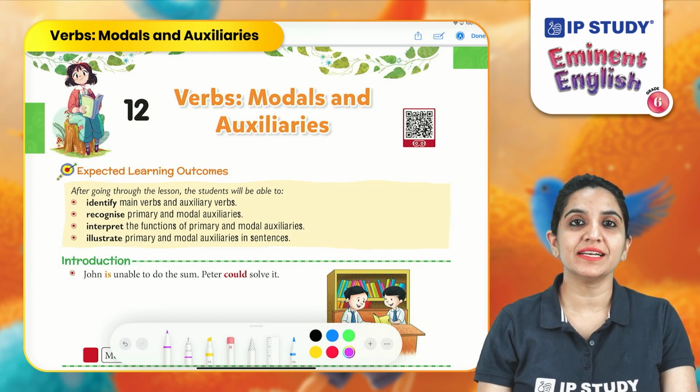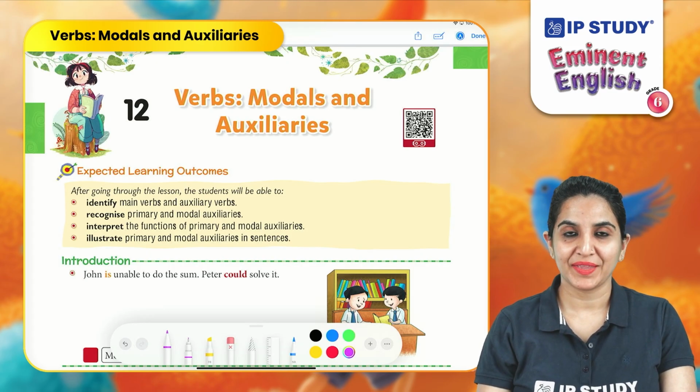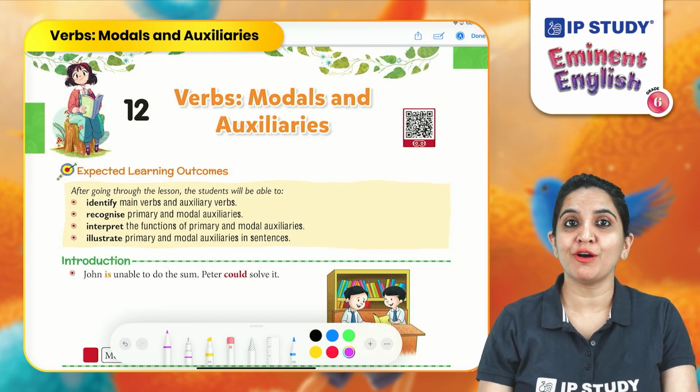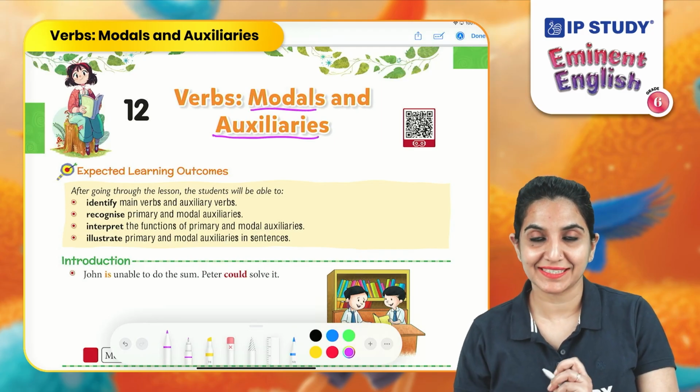Today we will discuss the 12th chapter of Grade 6 English Grammar. We will dive into the world of verbs, and today we will discuss the two special kinds, modals and auxiliaries.